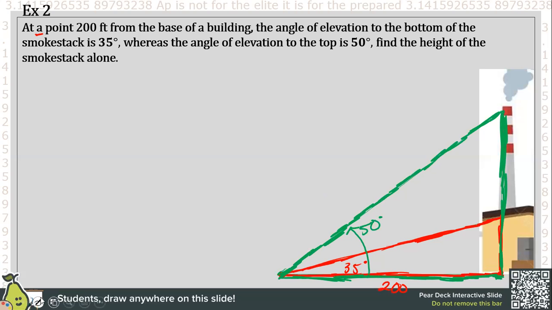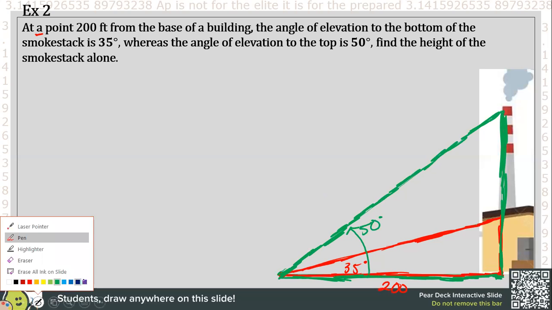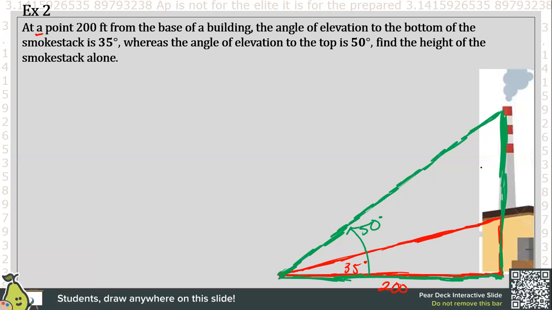Okay, so what we want to do is find the length of this chimney, which we can call the missing side X. The base of the building, I have no clue what it is, but I'm going to call that Y. And the only way you can find this out is if we consider the entire length of this right here, this entire building and smokestack. So I'll call that Z.